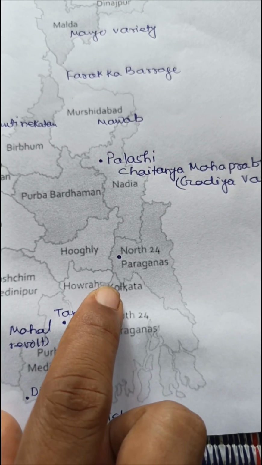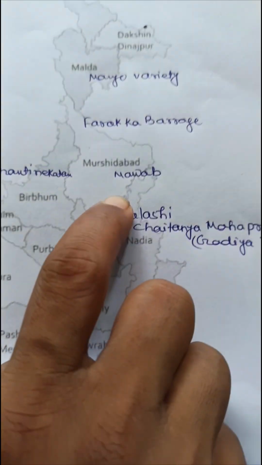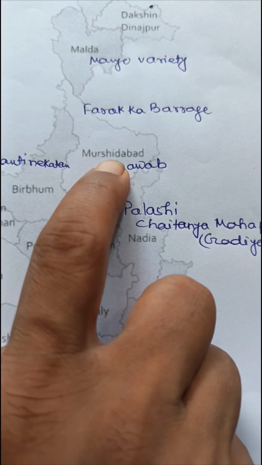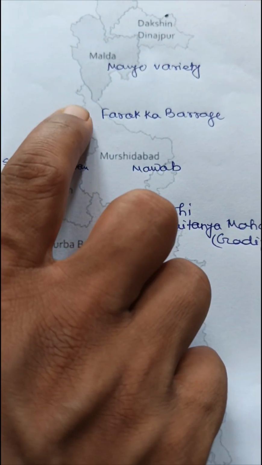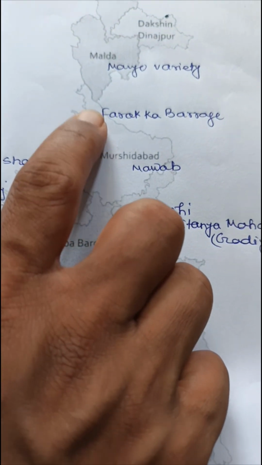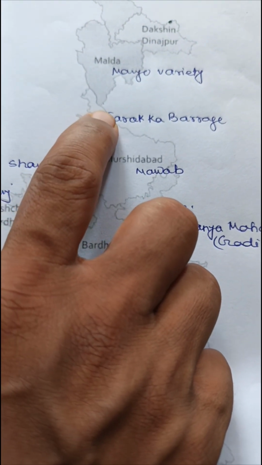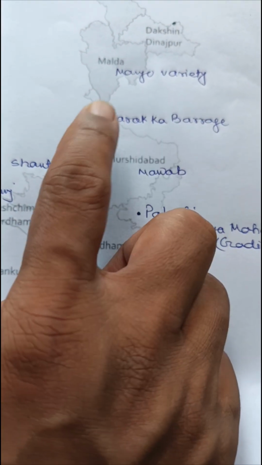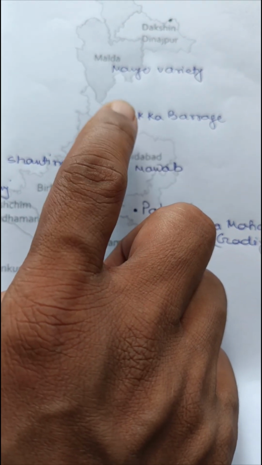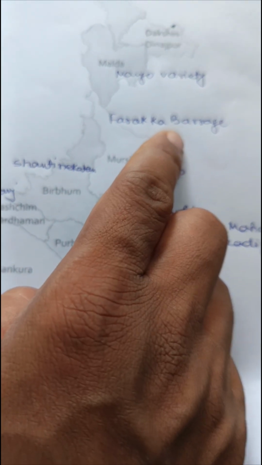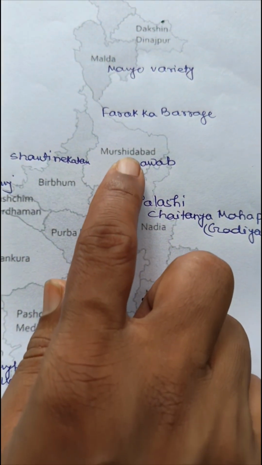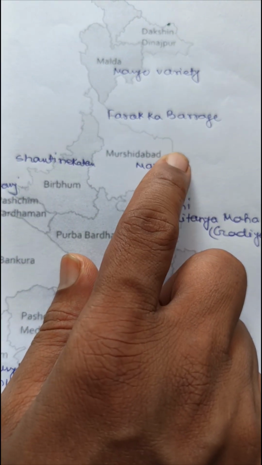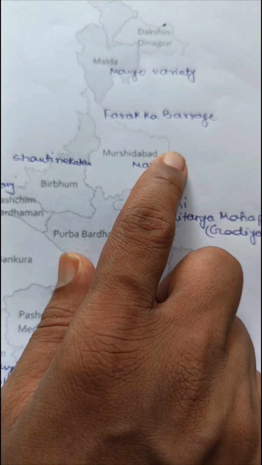Let us now move to Murshidabad district once again. Murshidabad district is the place where the river Ganga enters West Bengal, and here the Ganga bifurcates into 2 main streams. One of the streams moves to Bangladesh, and there in Bangladesh it is known by the name of Padma.